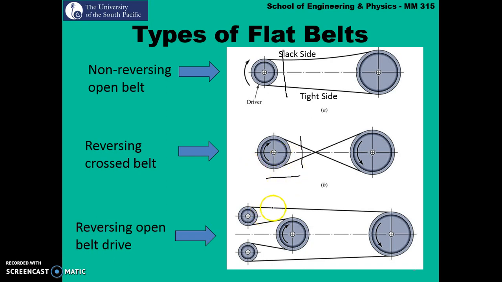So instead of using a cross belt drive system to reverse the direction of the driver and the driven pulley, we can make use of an open drive system in order to obtain the desired result of having the input or the driver and the driven pulley rotating in opposite directions.